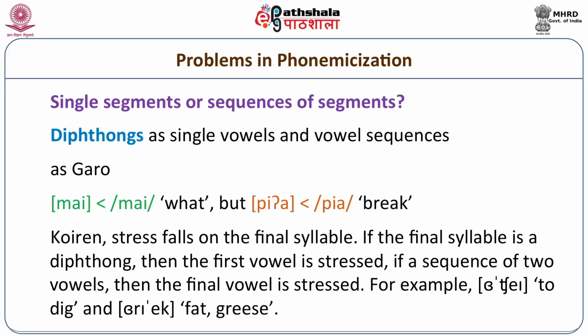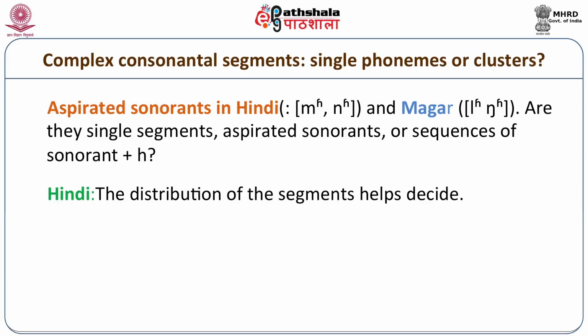Again, to repeat, it is not always the case that languages actually are able to distinguish between diphthongs and sequences of vowels. So this remains a problem in phonemic analysis. The other issue related to this problem is that of complex segments. In languages such as Hindi, we have aspirated nasals, mha, na. We also have aspirated plosives, for example, pha, bha, tha, dha, etc.